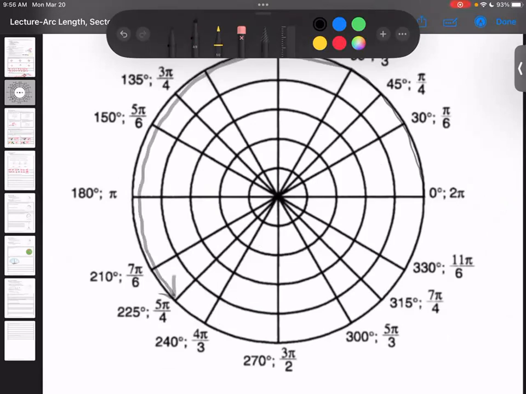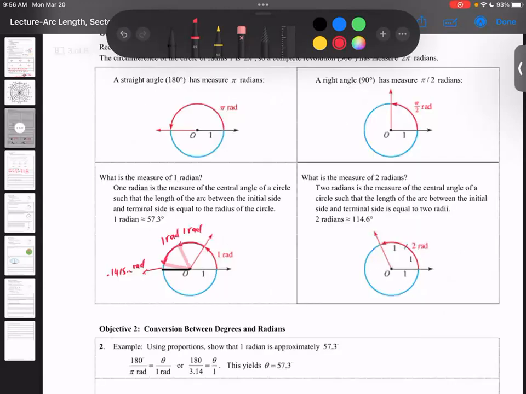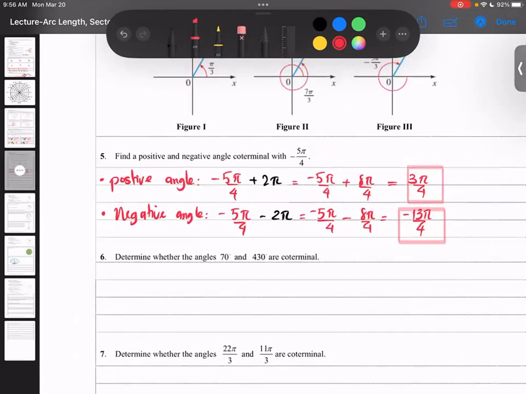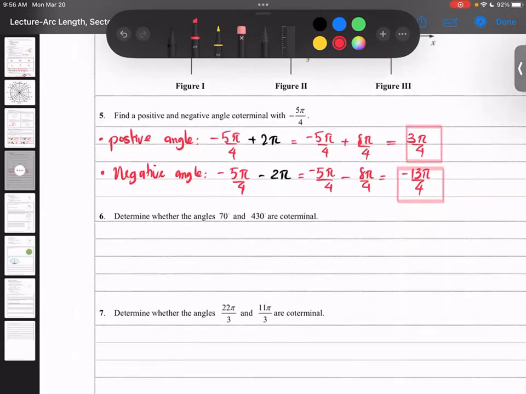If I want negative 5 pi over 4, I have to go clockwise, right? I go like this, and end up right here. Does that make sense? Negative 5 pi over 4 is the same thing as 3 pi over 4. So that's what we did. We can check with the other one too, but I don't have time. Long story short, to find the positive angle, you add 2 pi. Negative angle, you subtract 2 pi.